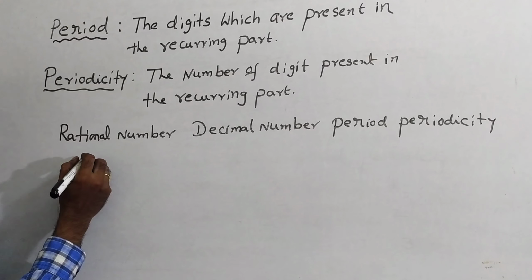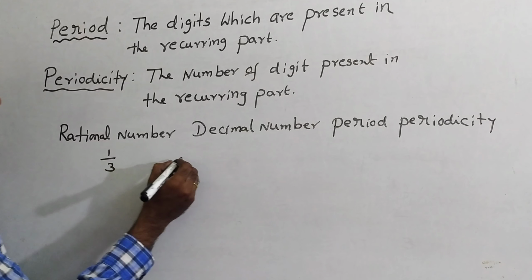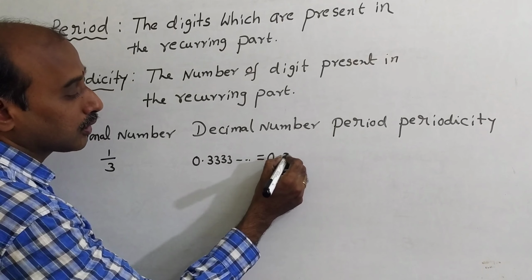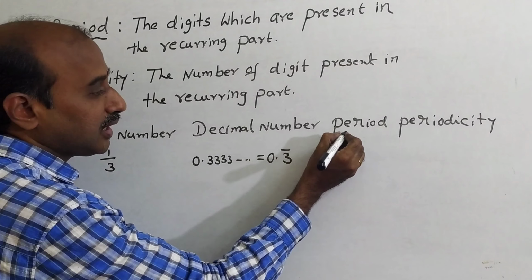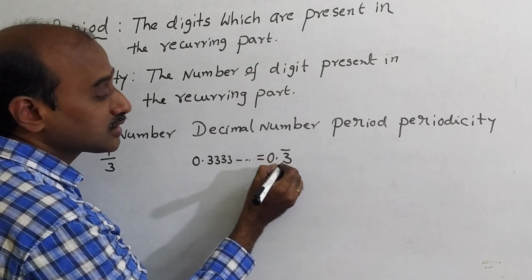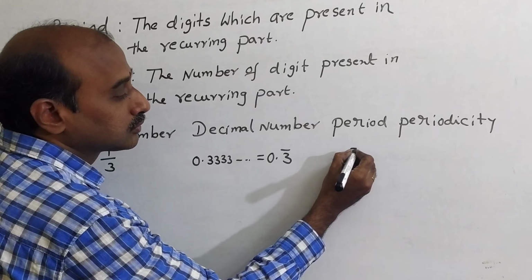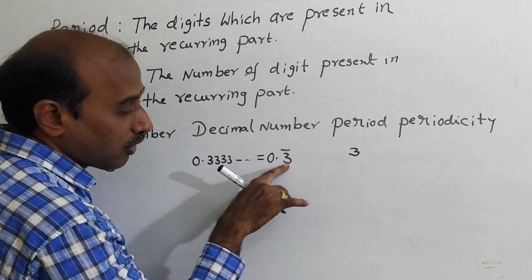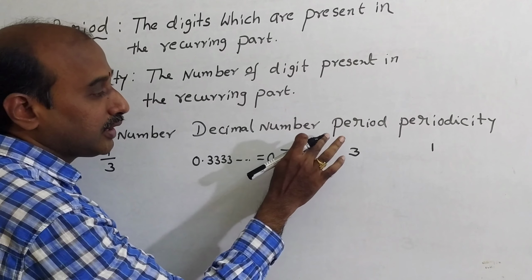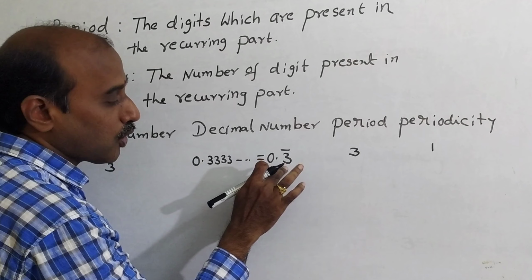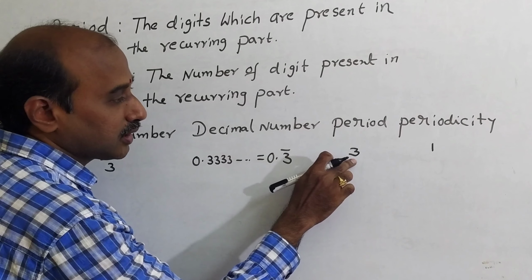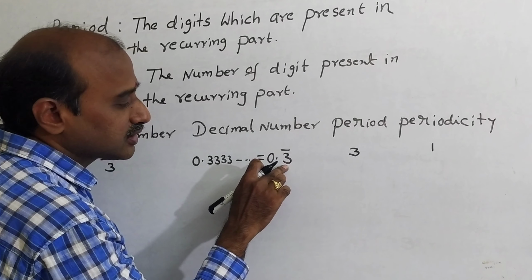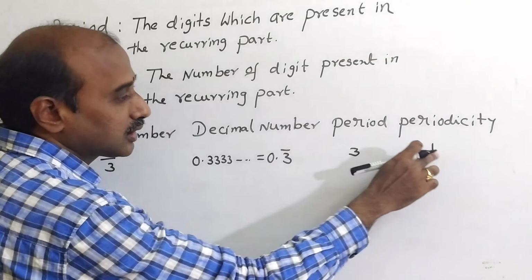Okay, now we can take the rational number 1 by 3. In the decimal form we know already 0.333 and so on. This you can write 0.3 bar. Now here you can observe what is the period. The digits which are present in the recurring part. What is the digit present in the recurring part? 3. What is the periodicity? The number of digits present in the recurring part. How many digits here? Only 1. Period is 3, and periodicity is 1.